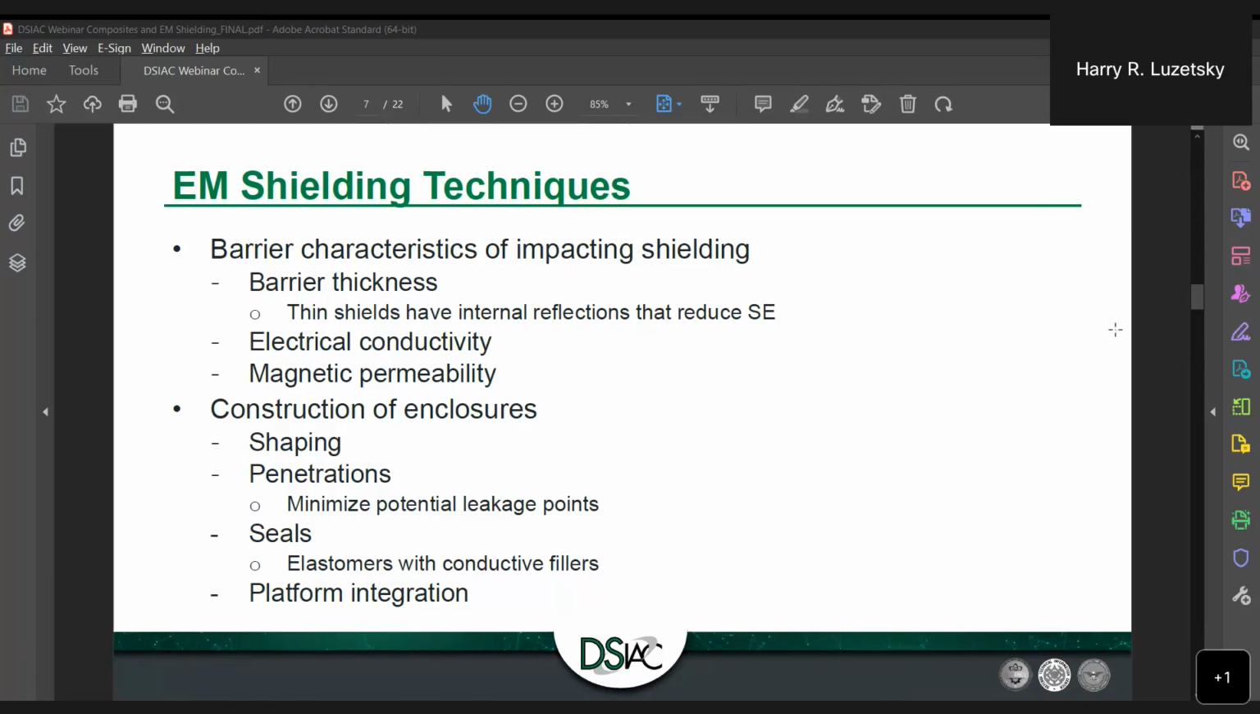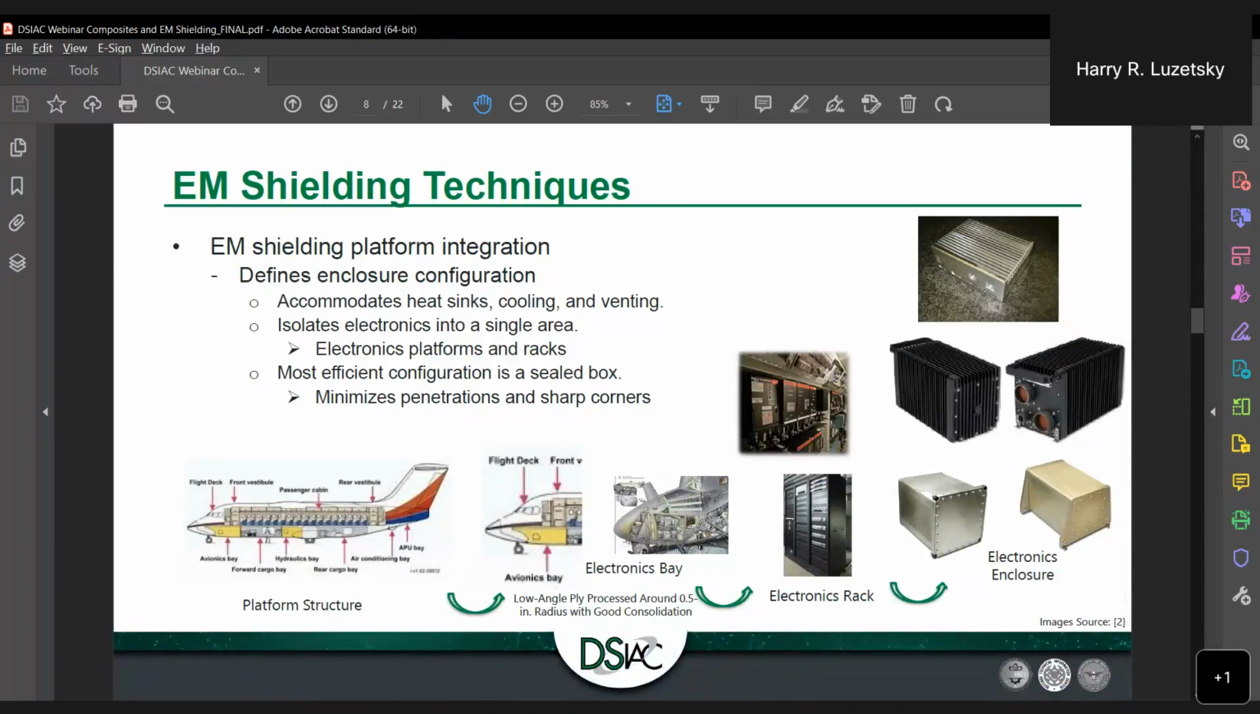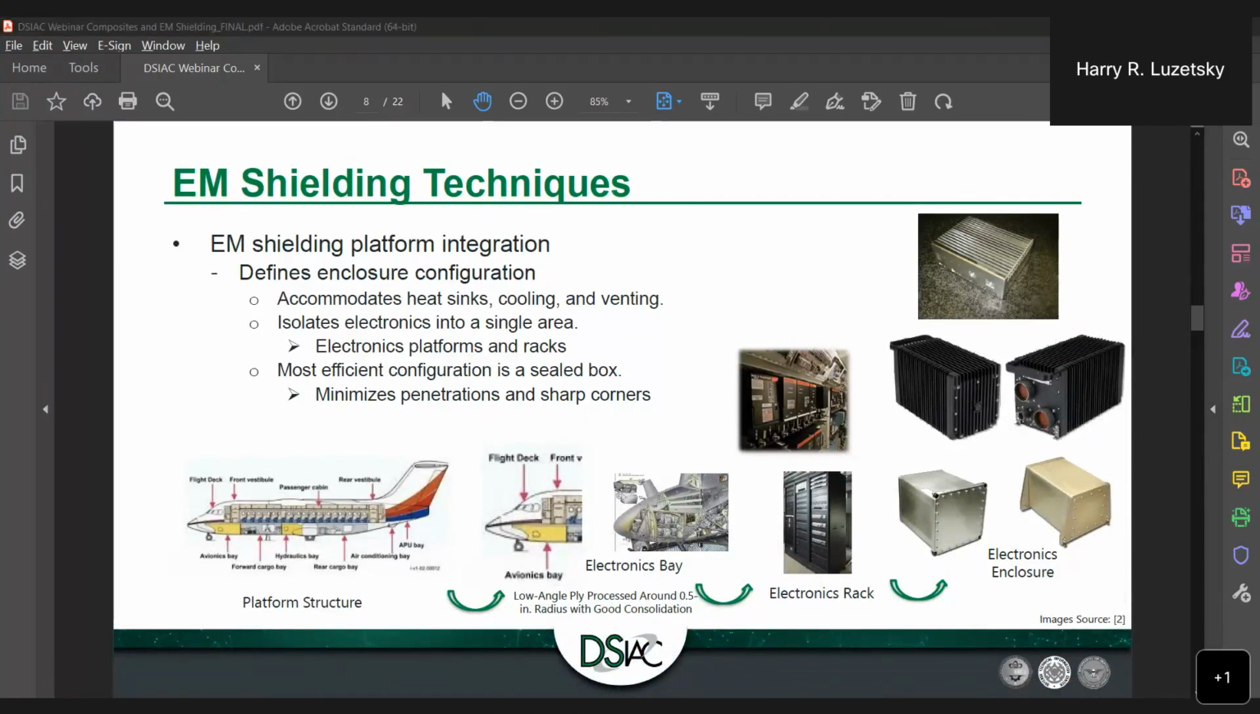Next. So this is what we talk about when we talk about platform integration. You need to accommodate heat sinks for cooling and venting. Several examples are shown. In the lower image would be a fixed wing aircraft, and there is an avionics bay which is filled with electronics.